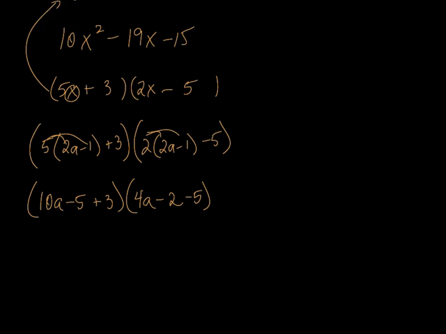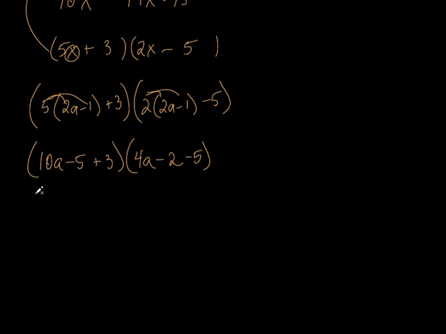Alright, scooch that up a little bit. And let's simplify. So we've got 10a. Negative 5 plus 3 is negative 2. 4a. Negative 2 minus 5 is negative 7. And then that's it. That's all you got to do.